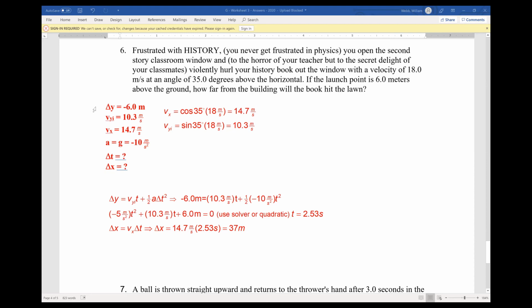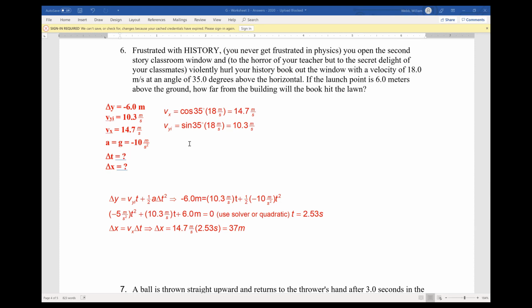The delta y is negative 6 meters. It's going to end up 6 meters below where it started. It doesn't matter that it actually went to a higher peak first, right? Displacement is final position minus initial position. So its displacement will be negative 6 meters. Its initial vertical velocity is 10.3 meters per second, and the initial horizontal is 14.7. And then you can see here just using sine and cosine to find those values. And then they used negative 10 for their value for g.